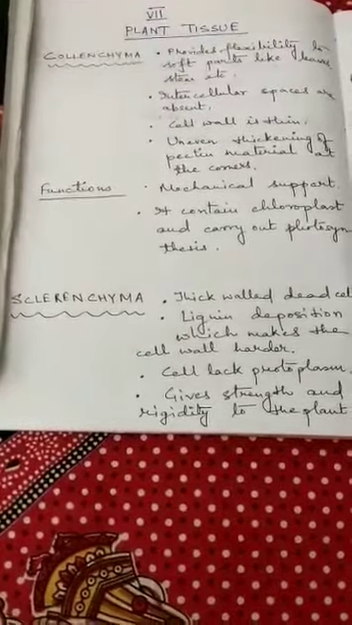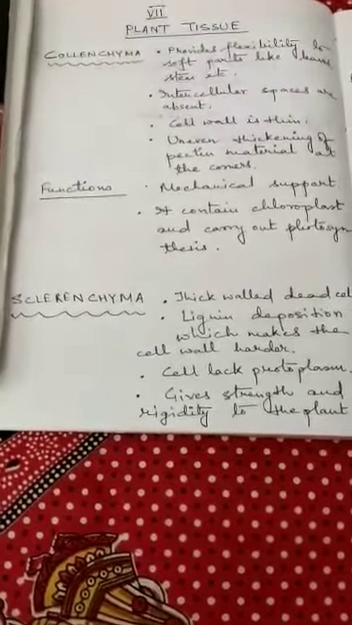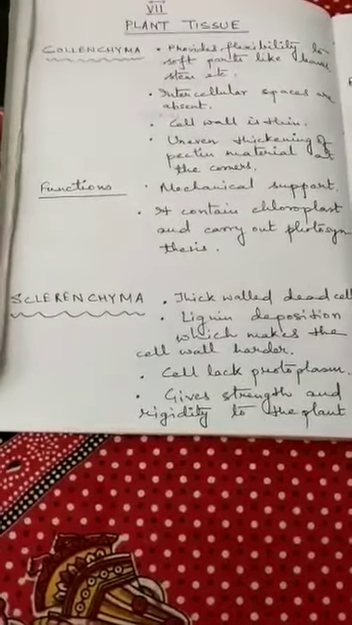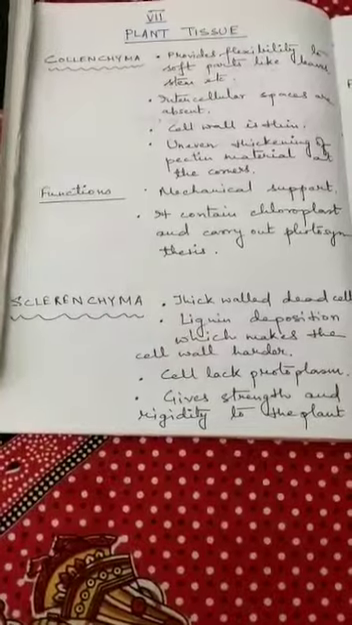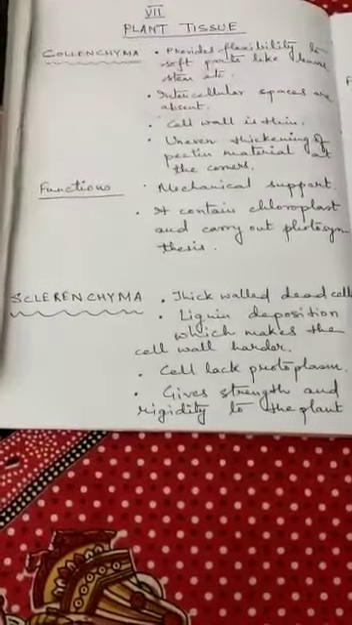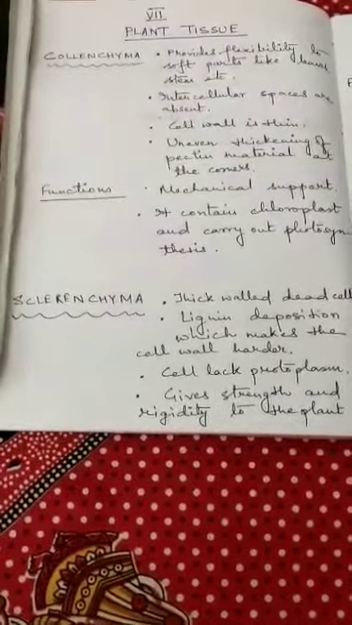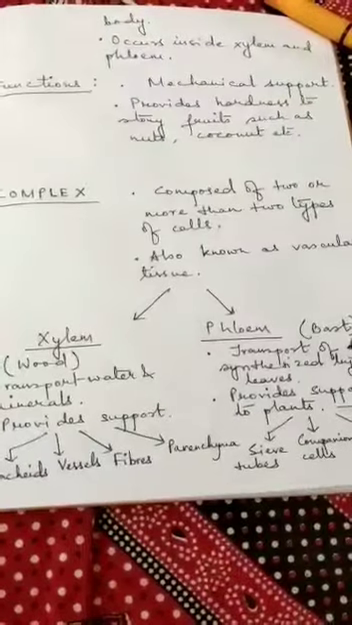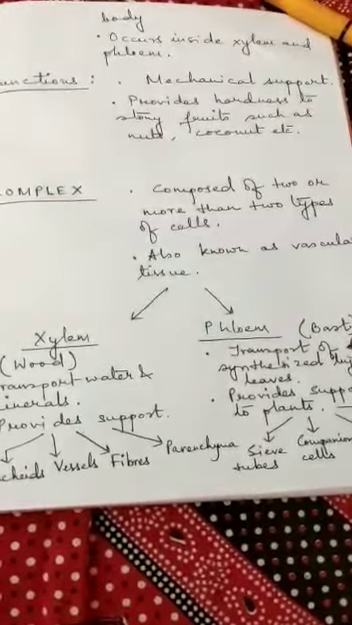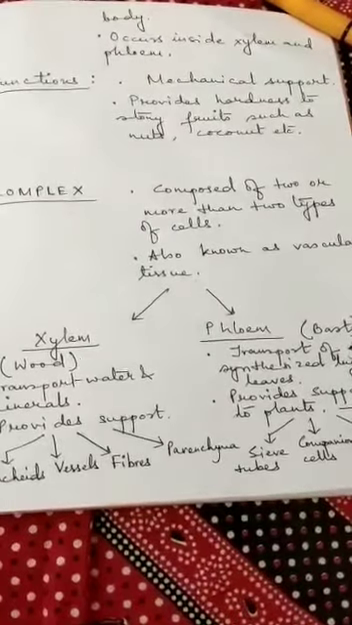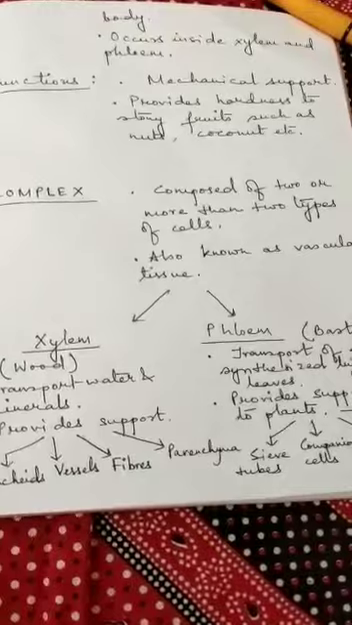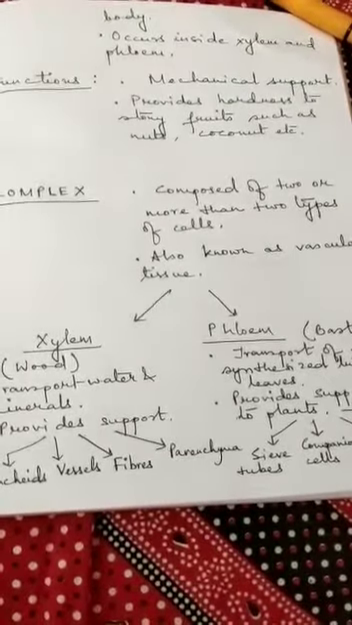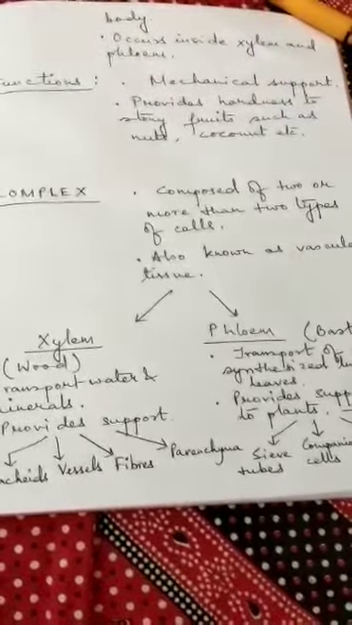Cells lack protoplasm, that means protoplasm is absent. It gives strength and rigidity to the plant body. Clear? Because it is very hard in nature, it gives very good strength and rigidity to the plant body. And its occurrence, that means location, can be found inside xylem and phloem. Now xylem and phloem are the complex tissues which we discussed last class, so we'll also discuss today.